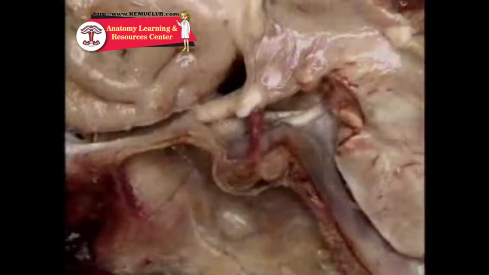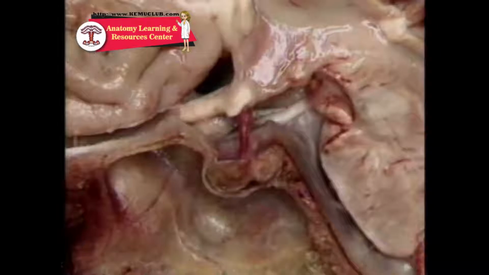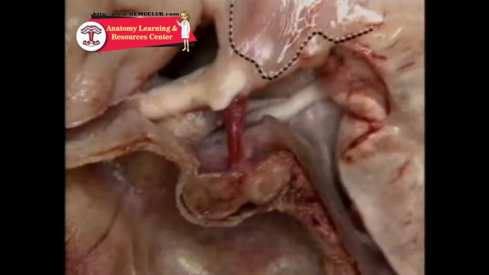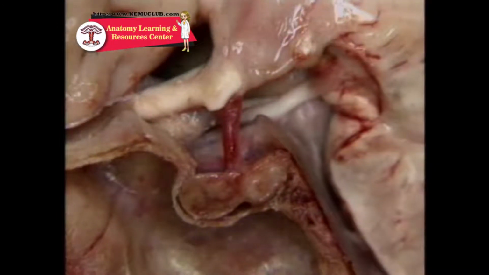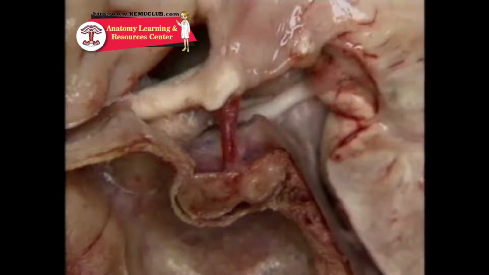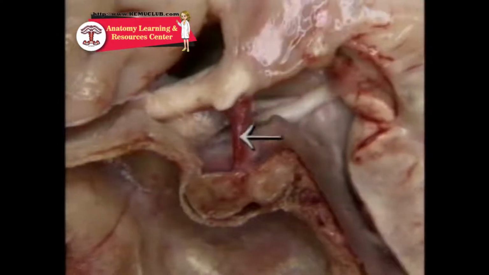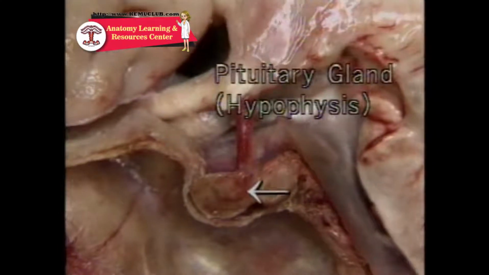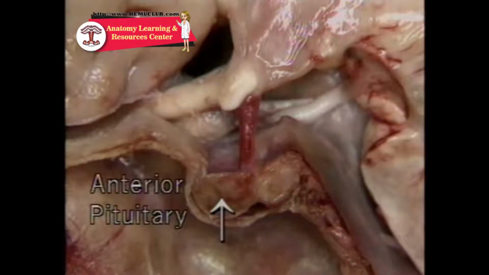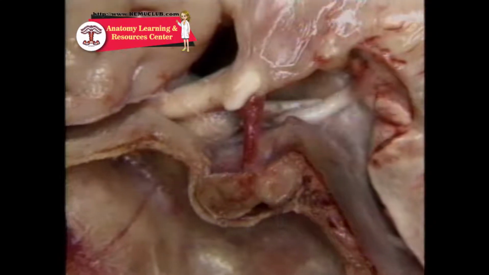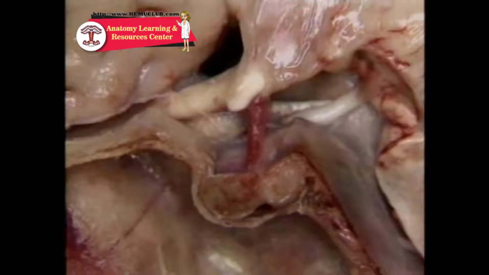To see how the pituitary gland is attached to the brain, we'll look at an intact specimen divided in the midline. Here's the floor of the third ventricle. Here's the optic chiasm. Here's the infundibulum, leading down to the pituitary gland or hypophysis. The anterior and posterior parts of the pituitary gland are quite distinct.